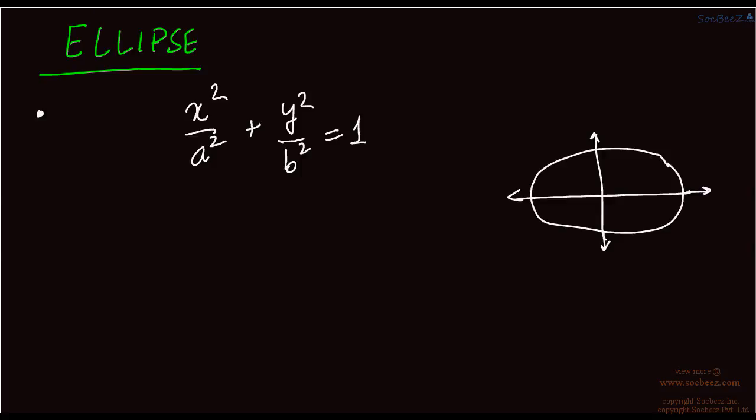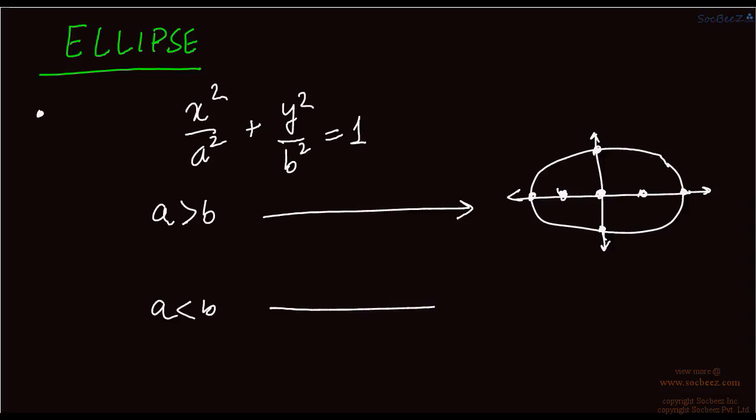Okay, so this is the ellipse. Here, these two are the vertices. These two will be the focus. This is the center of the ellipse, and this will be the vertices of y-axis. So here a is greater than b, then this will be formed. If a is less than b, then this will be formed. Okay.